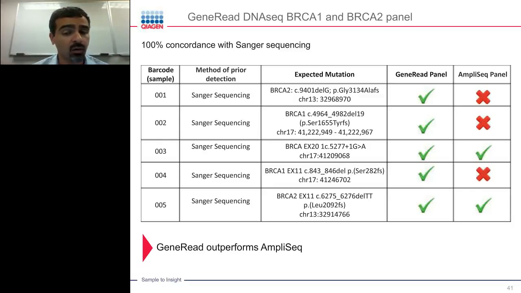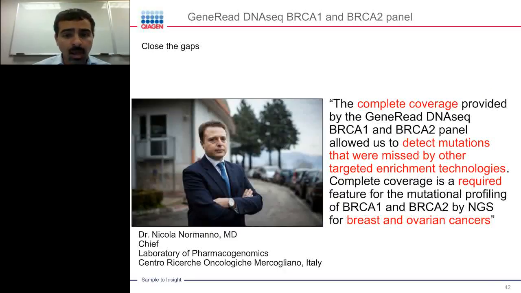However, when the same samples were run by a different multiplex PCR-based enrichment approach, specifically the AmpliSeq workflow, we know from the customer that some of these mutations were not detected in the samples where they should have been detected. Because we are covering every single base in BRCA1, BRCA2, we're able to call some of these mutations that were not called by the AmpliSeq panel. Drawing from Dr. Normano's testimony here, the complete coverage provided by the BRCA1, BRCA2 panel allowed us to detect mutations that were missed by other targeted enrichment technologies.